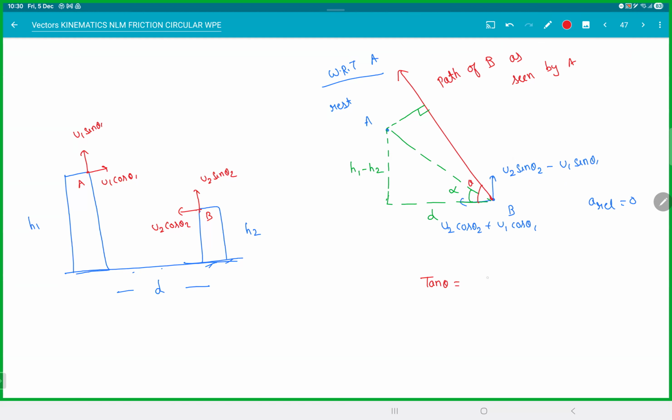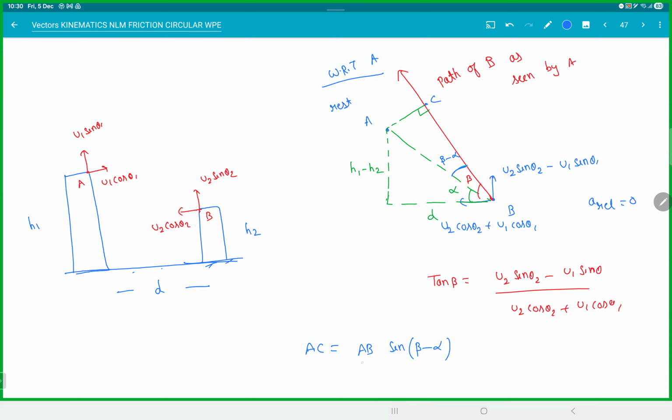Tan theta will be simply the vertical component. Let's not take theta, theta I'm already using here. Let's call it beta. Tan beta is simply u2 sine theta 2 minus u1 sine theta 1 by u2 cos theta 2 plus u1 cos theta 1. That means this remaining angle will be beta minus alpha. This is the minimum distance, so let's call it C. So AC will be AB sine of beta minus alpha. That's your minimum distance. Clear with this?